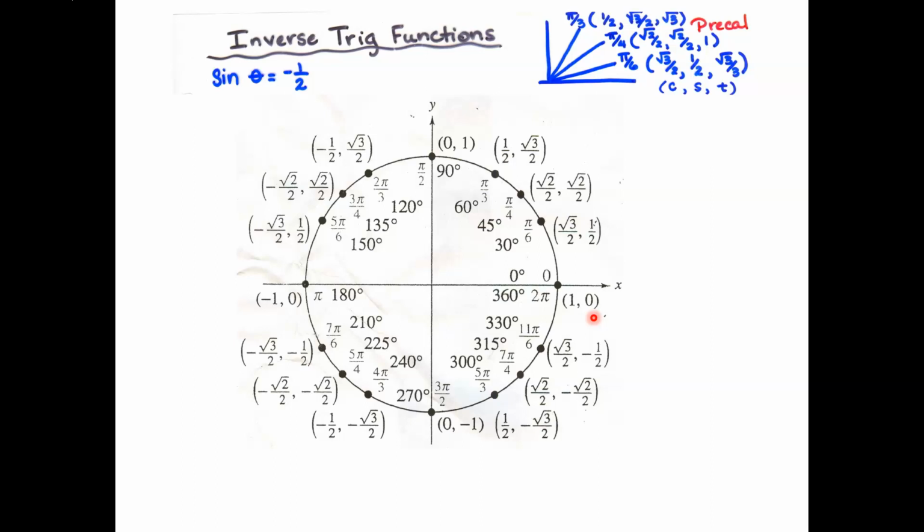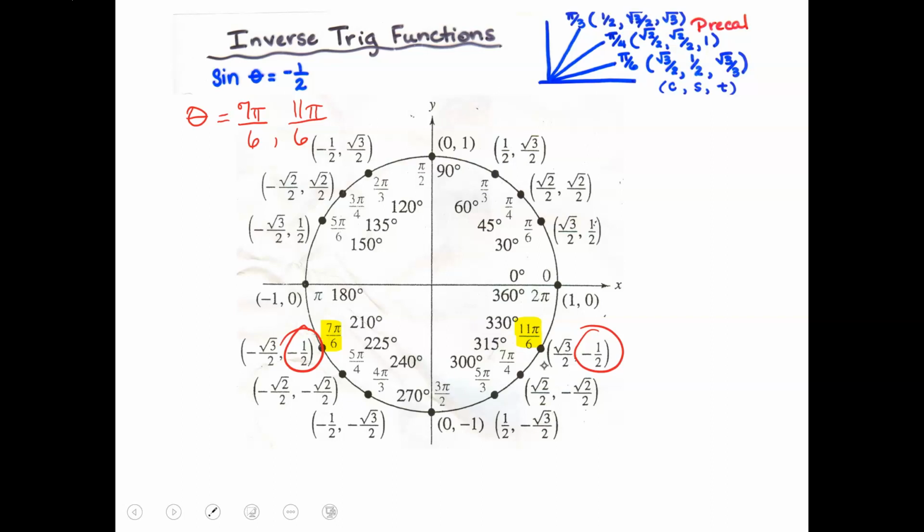Now, you could narrow that down a little bit if you knew that sine was negative in the third and the fourth quadrants, because then you would only be looking at the bottom half of the circle. And you can see that sine is -1/2 right here at 7 pi over 6, and then again right here at 11 pi over 6.